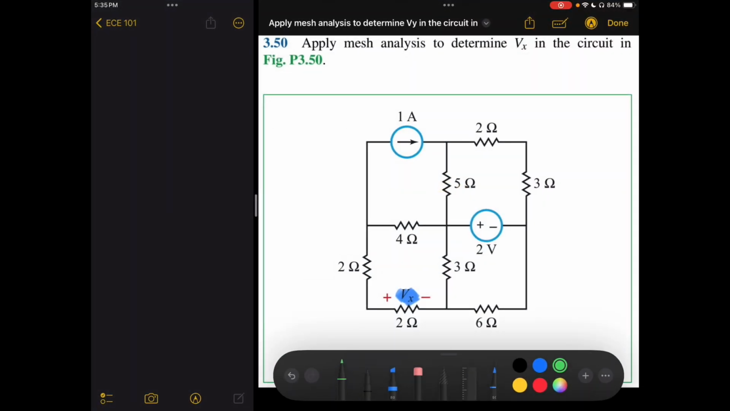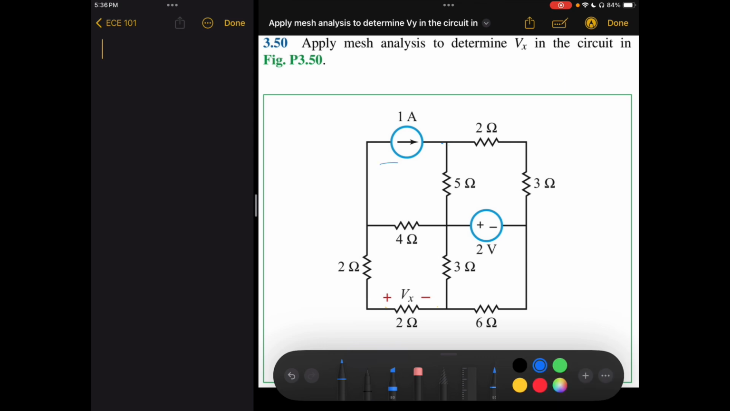Just regular meshes. You can see there are 4 meshes that you can make with this problem. We have one over here, one over here, one over here, one over here, and one over here. Let's make that with some non-intrusive loops.